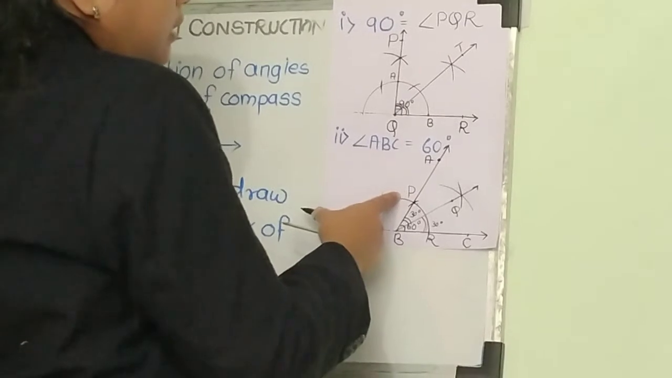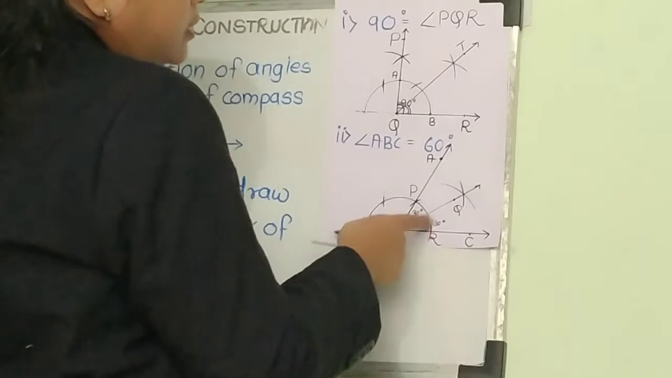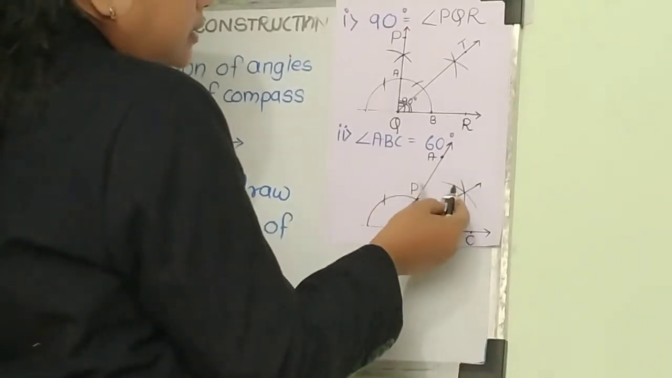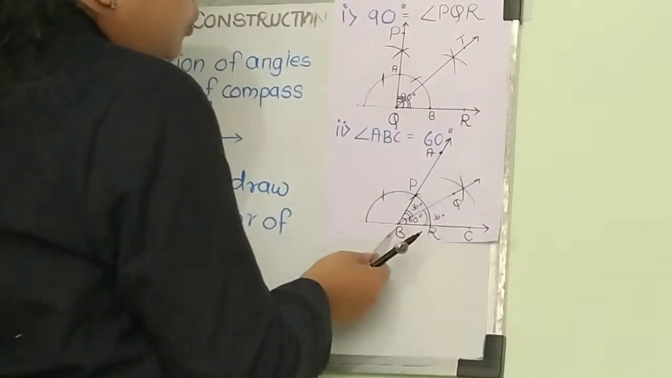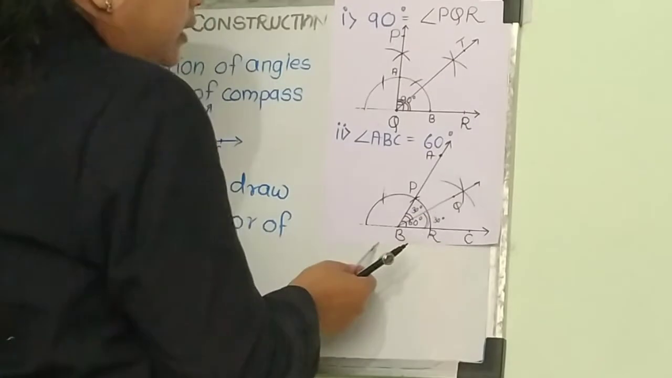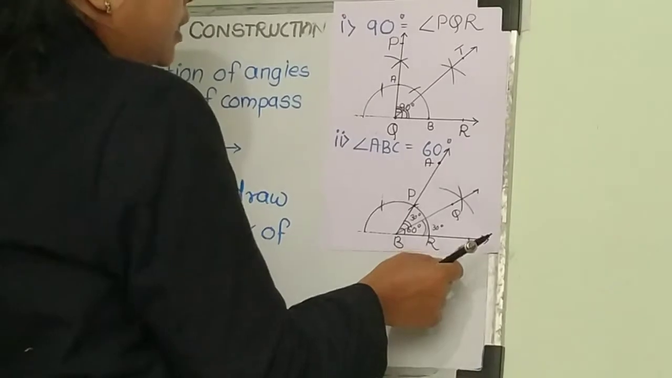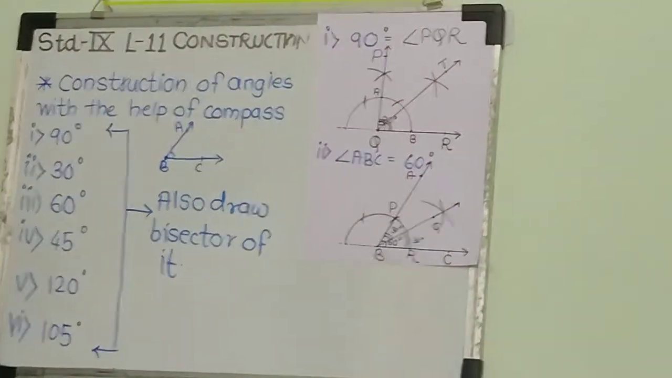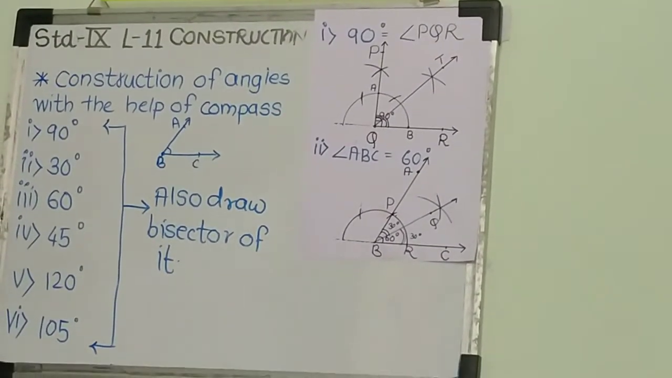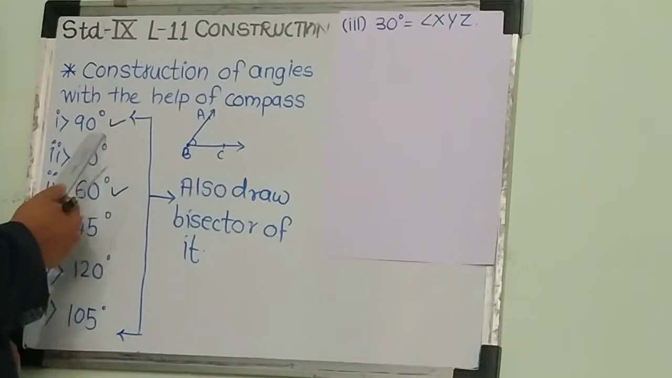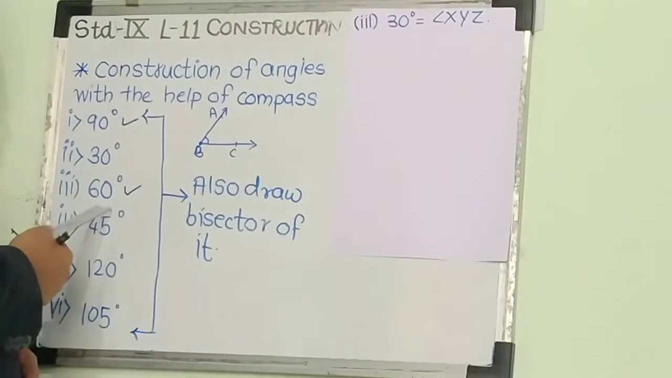And now see here, for the angle, the two points P and R, through these points we are going to draw the arcs with some fixed distance, and through the point B we are going to join this. So you will get the perpendicular bisector of angle ABC. Now we have finished how to draw the 90 degree angle and 60 degree angle.